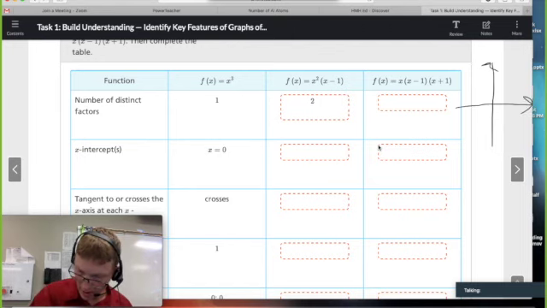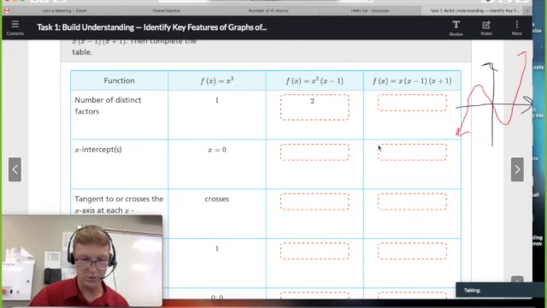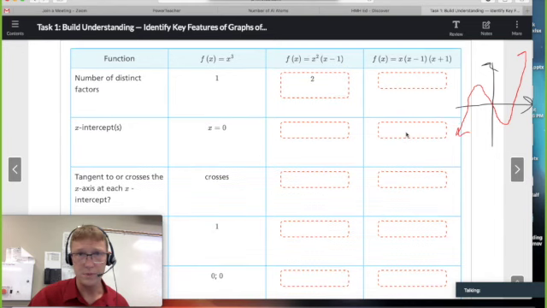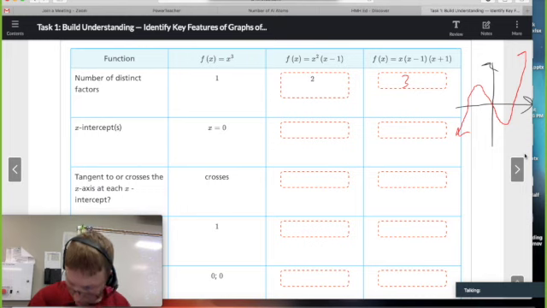So I'm looking at something that comes up, goes back down, and then comes up again. So if we go down the column here, there are 3 distinct factors. I count 1, 2, 3 x-intercepts. That makes sense.